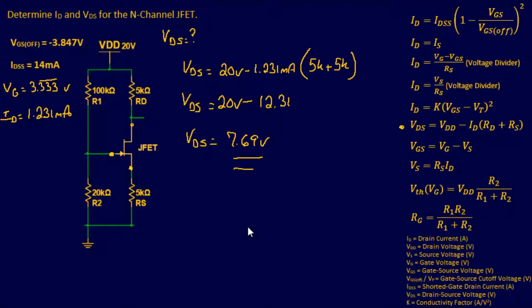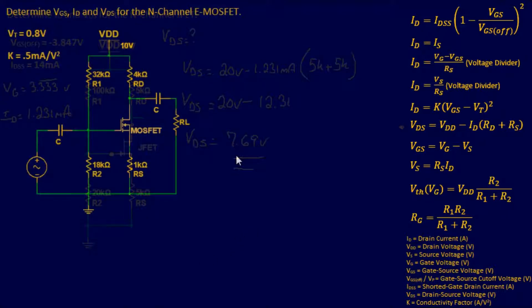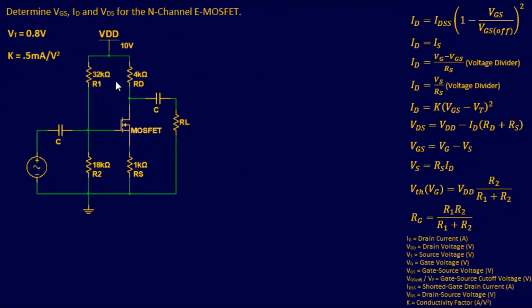All right, let's do one last problem. All right, for our last problem, I mixed it up a little bit. We want to determine your gate source voltage, your drain current, and your drain source voltage. And this is also an N channel, but however, this is an enhancement MOSFET. So which means our parameters given are going to be slightly different. We have a threshold voltage, and then we have our conductivity parameter or factor. But we're going to still attack this just the way we do all the other ones.